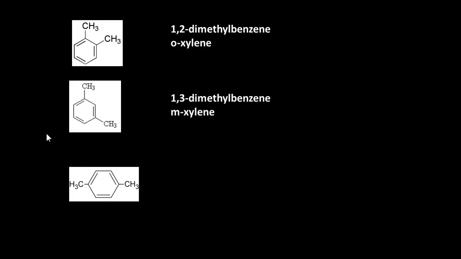Or I could put them in this way. So this is on the first, 1 and 4. The 2 methyl groups are at 1 and 4. So this will be 1,4-dimethylbenzene, and its common name is paraxylene. So that's using isomers in organic chemistry with aromatics.